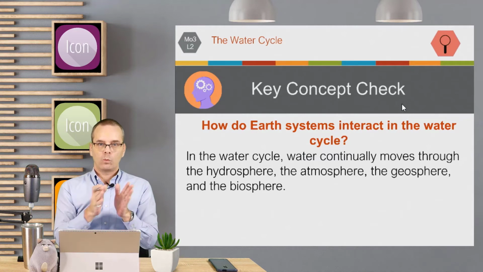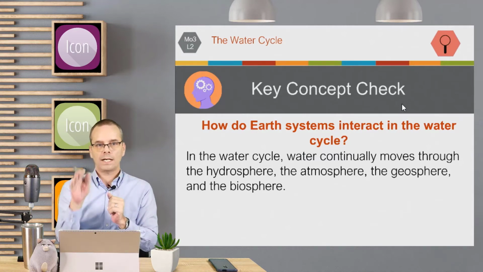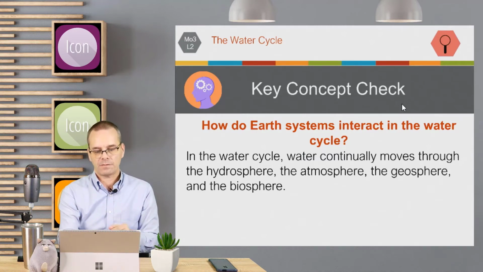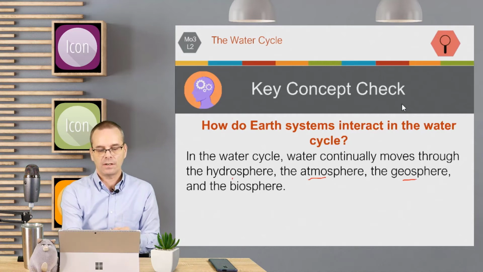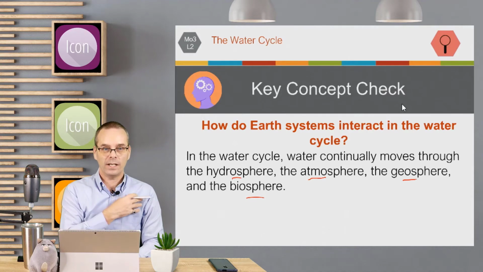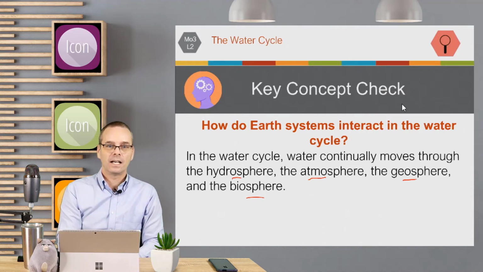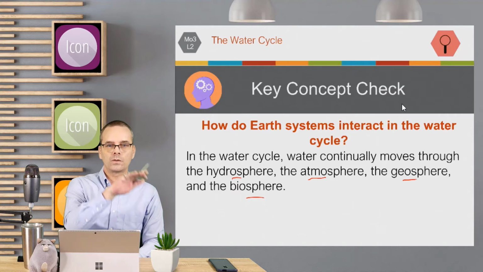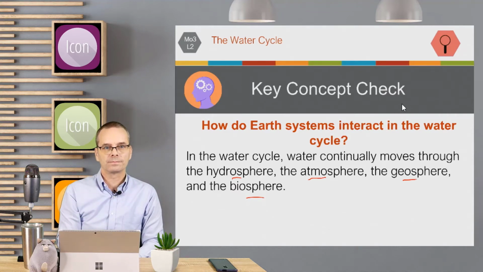Well, water continually moves through the hydrosphere and the atmosphere and the geosphere and the biosphere, when we drink water and then we sweat. So that is the water cycle, and that's how Earth systems interact with it. So it moves through these different spheres within Earth systems.